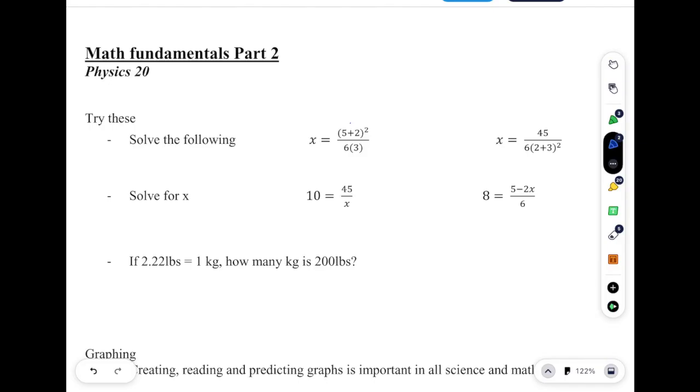Okay, so hopefully you had enough time to do those. Let's see how you did. So plugging this into your calculator, reminder that it's the entire numerator over the entire denominator. I put the numerator in first, so 5 plus 2, which would be 7 squared, 49, over 6 times 3, which is going to be 18, should give you in your calculator 2.72 repeating. We'll look at significant digits later. Hopefully you can get to that value.